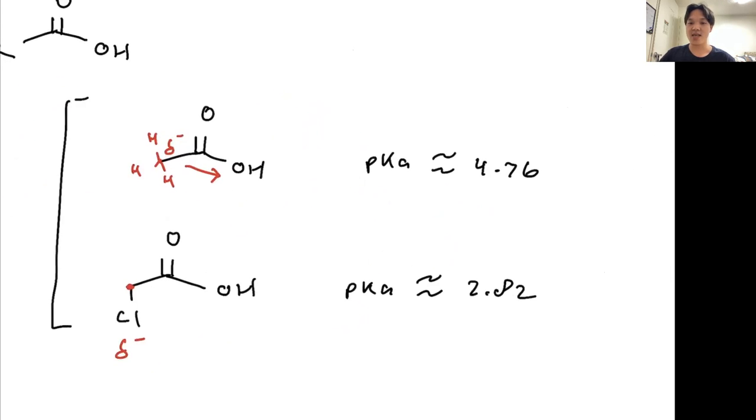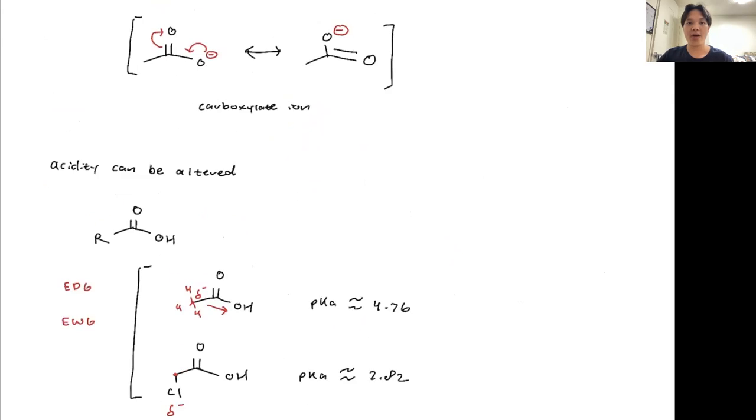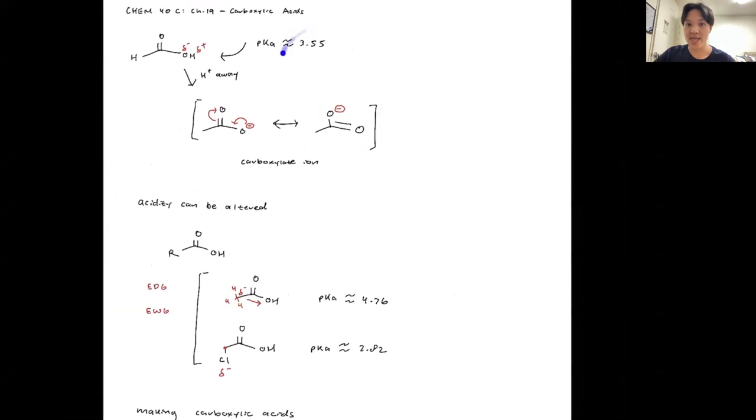And we can actually see these in the pKa's, right? So if we compare it to the top where we had the pKa around 3.55, if this is an H, if this is a carbon, the pKa is around 4.76. And if it's a carbon attached to an electronegative element such as a halogen, it's around 2.82, right? So that acidity can be altered, okay?